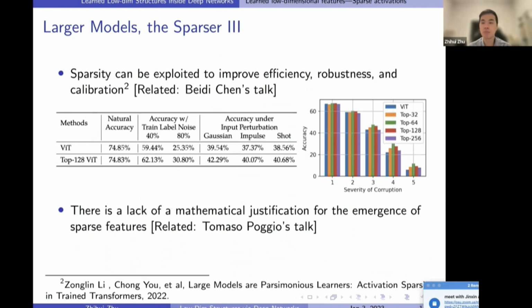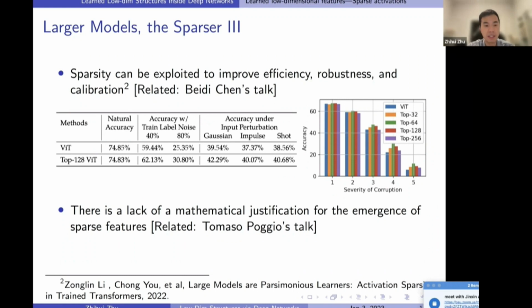This sparsity can be exploited to improve the training efficiency, to reduce the computation time, and also to improve the robustness and calibration. For example, in the work by Zhongli and Tong, from which the previous figures are taken, these papers on transformers simply keep the top k largest values in each layer. For example, we just keep the top 128 largest values in each layer, which is quite sparse compared to the size of the feature mapping.